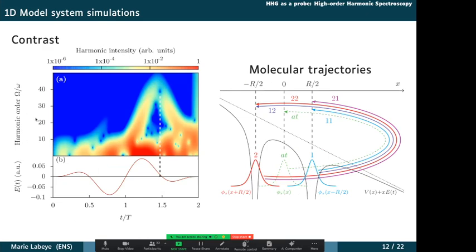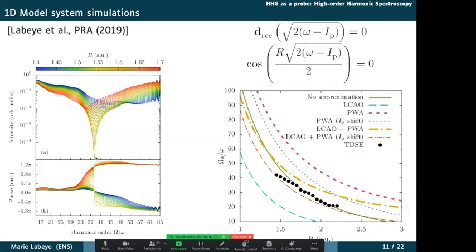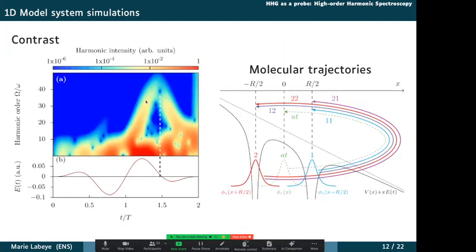So here it's the harmonic order on the y-axis, and on x is the time at which each of the frequencies is emitted for the internuclear distance that had the highest contrast. So it's this curve here in yellow. It was 1.57 atomic units, if I remember correctly. And there is indeed a hole here in the spectrum.